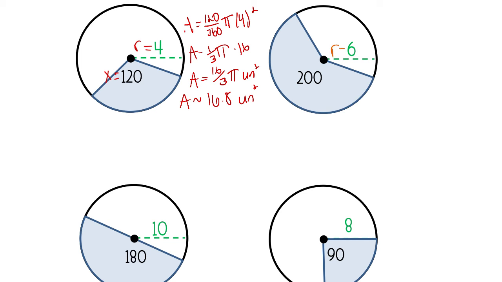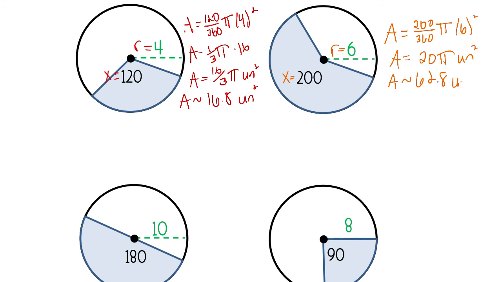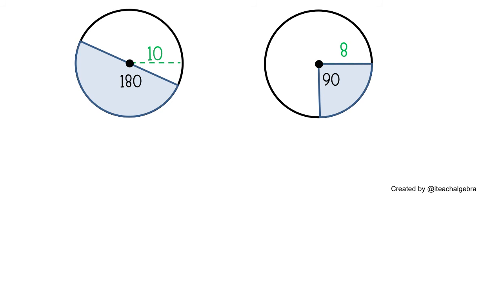Here the radius is 6, and the sector angle that we want is 200. So our equation looks like the area is 200 over 360 times pi times 6 squared. That means the area is 20 pi units squared. As a decimal, we get 62.8 units squared. Two more. Try the next one on your own.